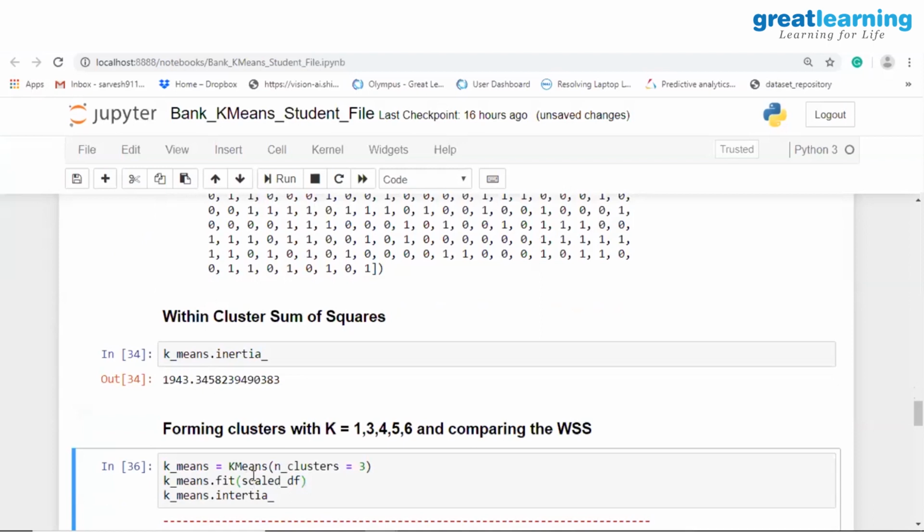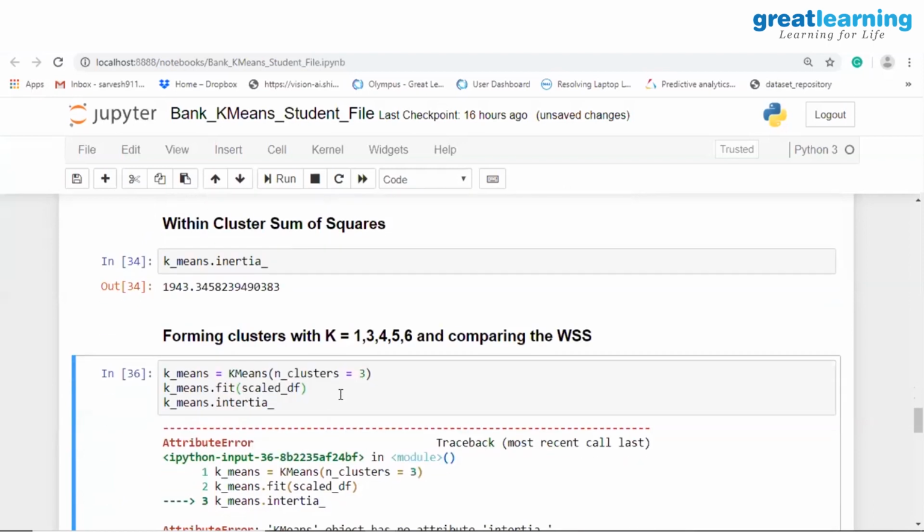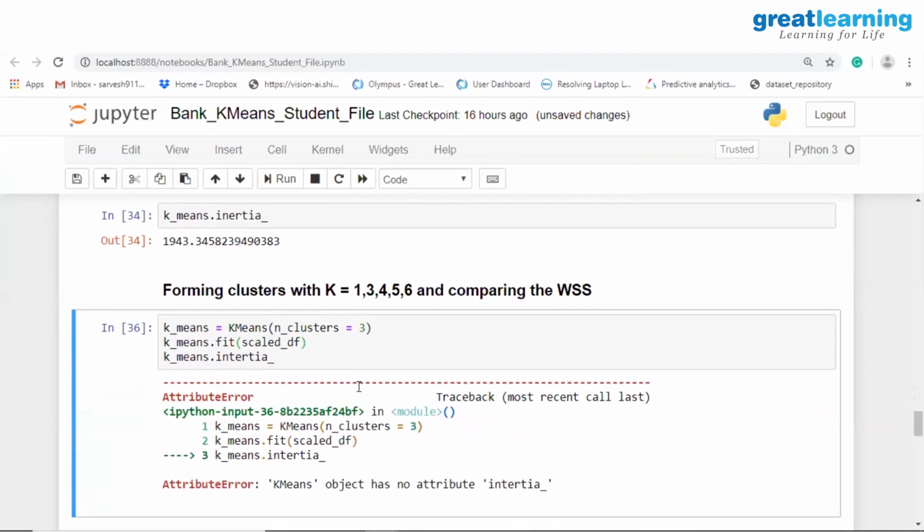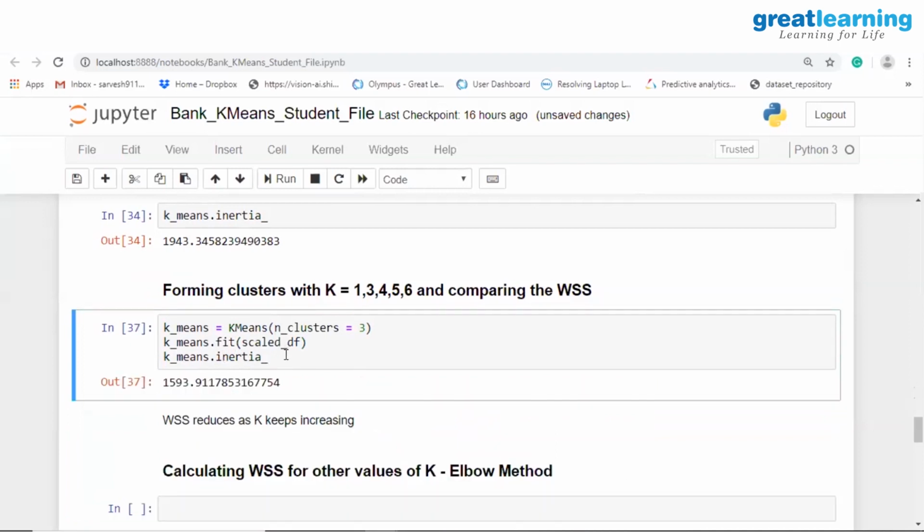K means. Any spelling mistake, can you find it? Inertia. Okay. Inertia. Right? It is giving me again smaller the inertia.